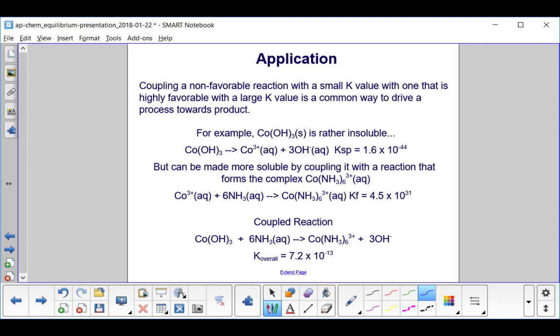But it can be made more soluble by coupling it with a reaction that forms the complex ion, the complex compound Co(NH3)6 3+, okay? So that cobalt 3 plus 6 NH3 produces that complex ion there. It has a very, very high favorable K value for the forward reaction. So if I put those two together, I get an overall value of K equal to 7.2 times 10 to the minus 13, which is much larger than the original 10 to the minus 44.